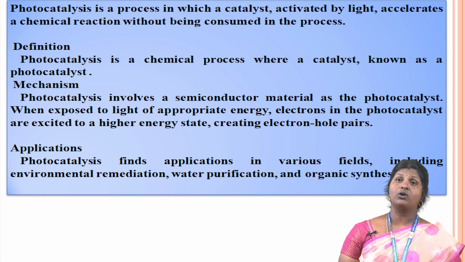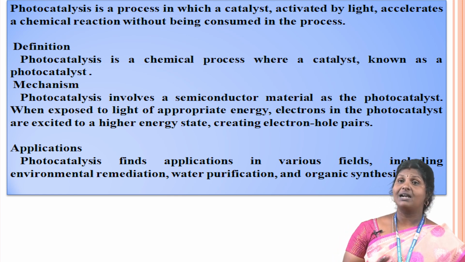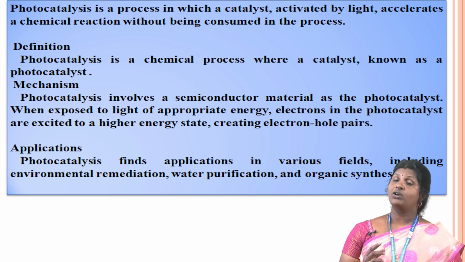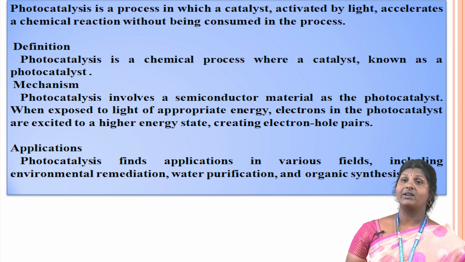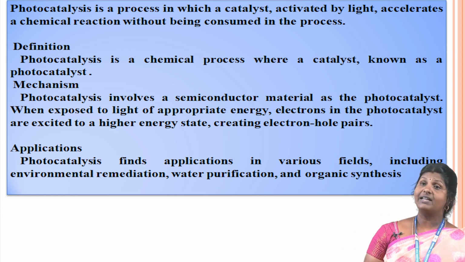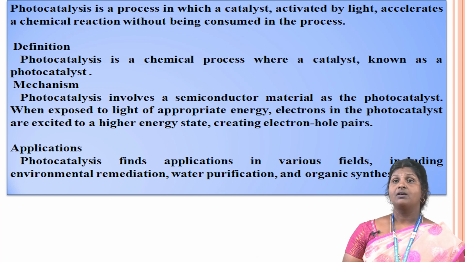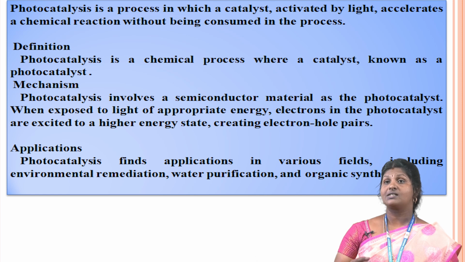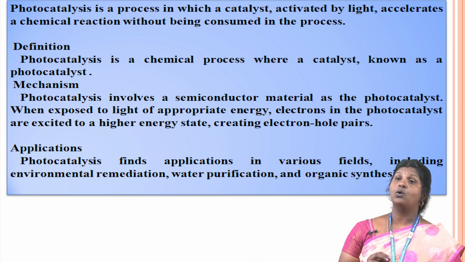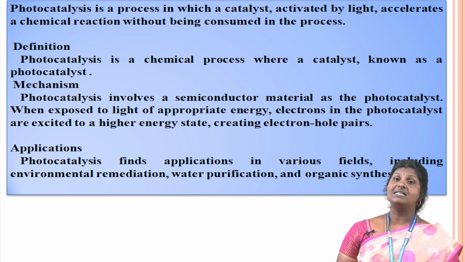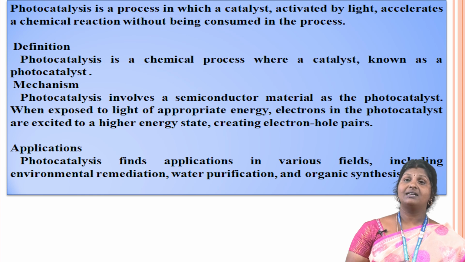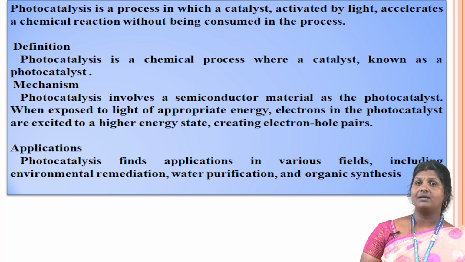The mechanism of photocatalysis involves a semiconductor material as a photocatalyst. When exposed to light of appropriate energy, electrons in the photocatalyst are excited to a higher energy state, creating an electron-hole pair. These charge carriers participate in redox reactions, where the electron reduces certain reactants and the hole oxidizes others. These generate reactive species that drive the desired chemical transformation.